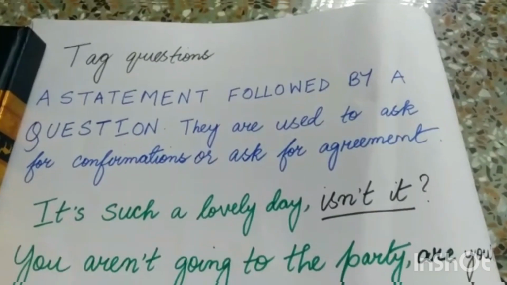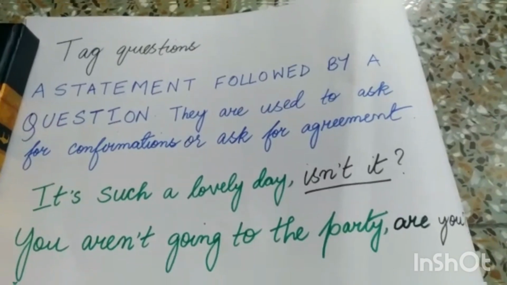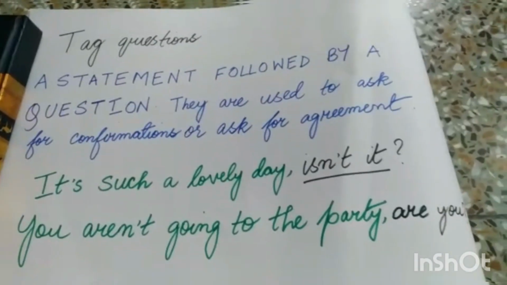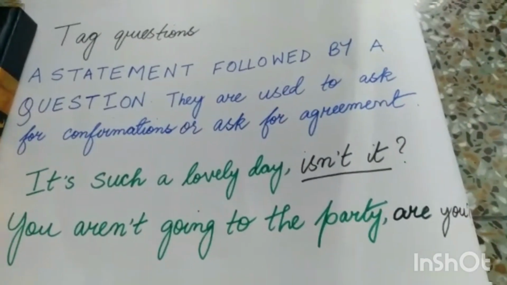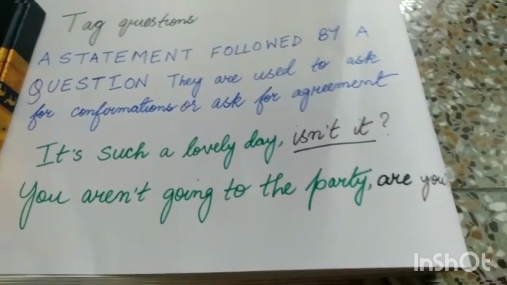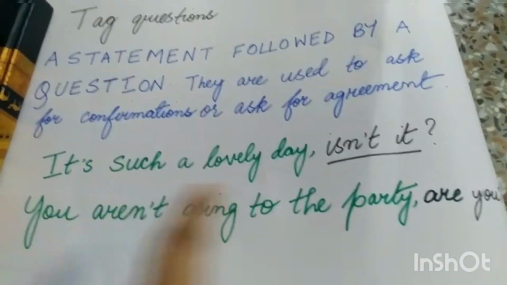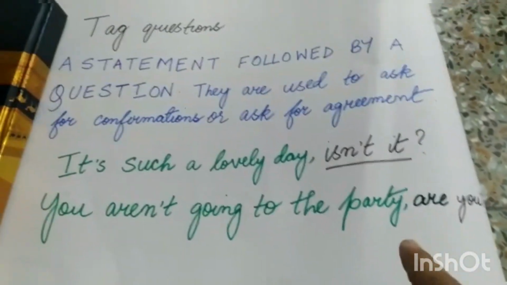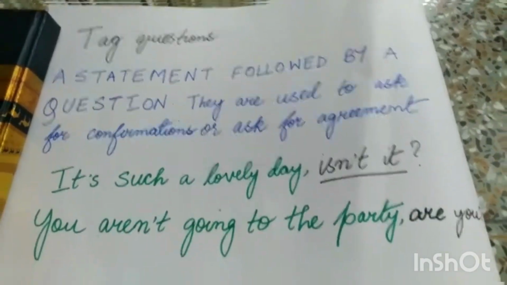Be verbs are also used to form tag questions. Now, what is a tag question? A statement followed by a question. So, a tag question always follows a statement. A statement is turned into a question, that is known as a tag question. Now, tag questions are used to ask for confirmation or agreement. So, let us look at a few examples. It's such a lovely day, isn't it? So, here isn't it is a tag question. You aren't going to the party, are you? So, here we can see how the be verbs are being used to form tag questions.